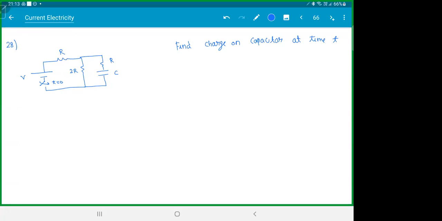Let me show you. This is slightly tough. So these are non-steady state circuits actually. And remember, these circuits are quite useful because the same thing will again come in LR circuits later on in the EMI chapter.